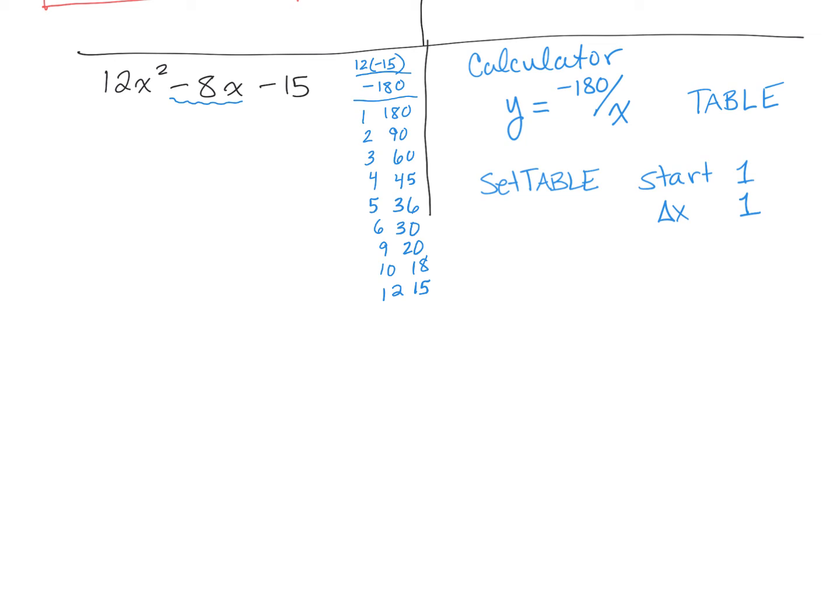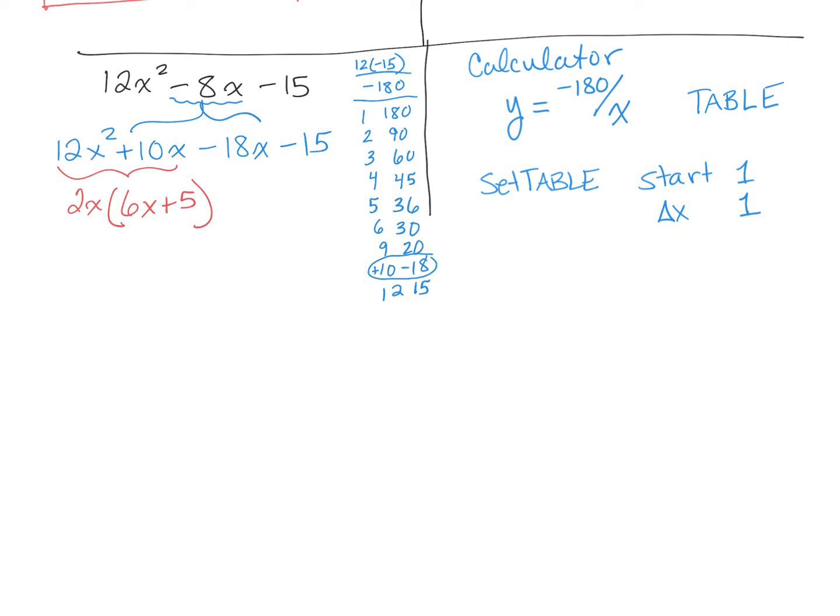Differ by 8. I think that's going to be 10 and 18, and that's going to have to be positive 10 and negative 18. 12x squared plus 10x minus 18x minus 15. So again, all we're doing here is stretching that out. And then we will factor what we can out of the first two. Looks like a 2x, leaving 6x plus 5.